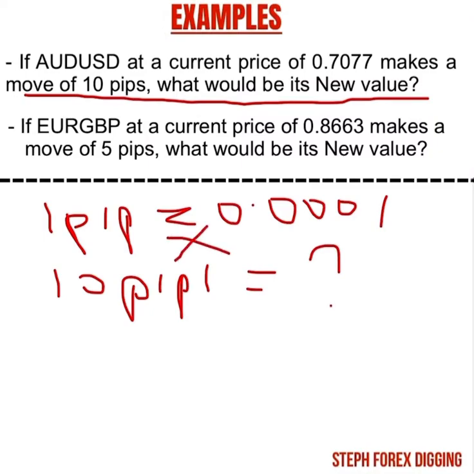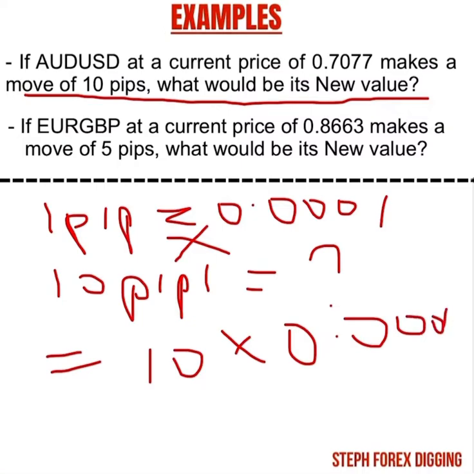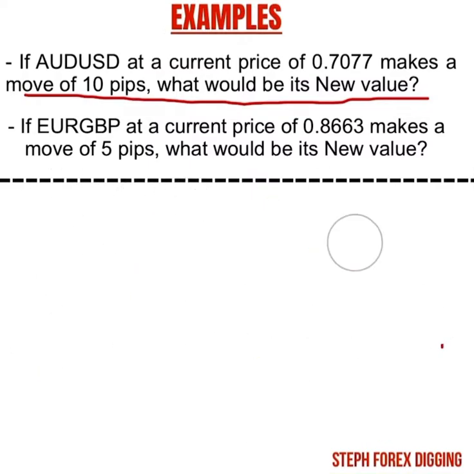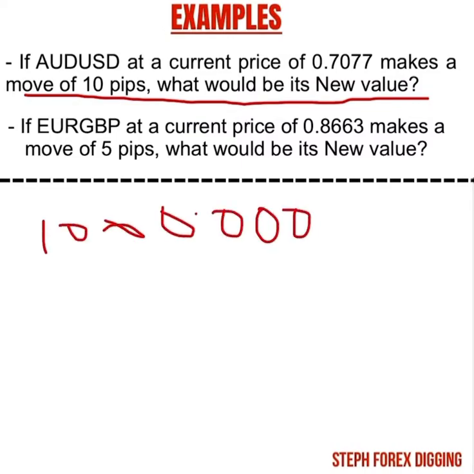Then this is just simple mathematics. You cross multiply, leaving us with 10 times 0.0001. Calculating this, what you now get is 10 times 0.0001, so we're going to be getting 0.001 as the value.